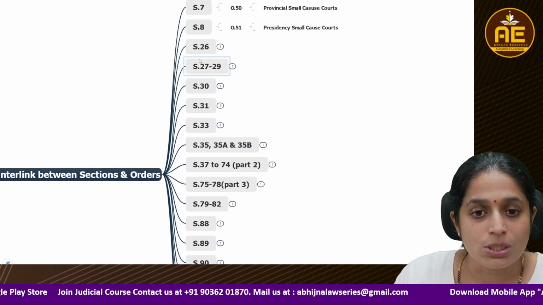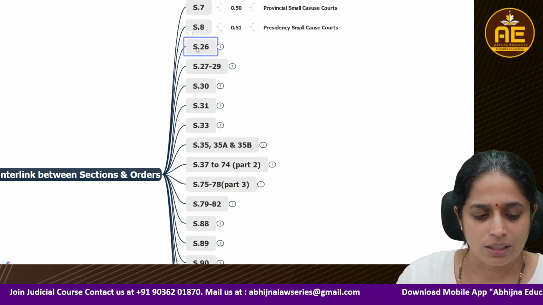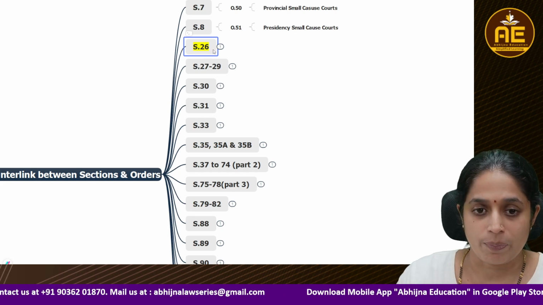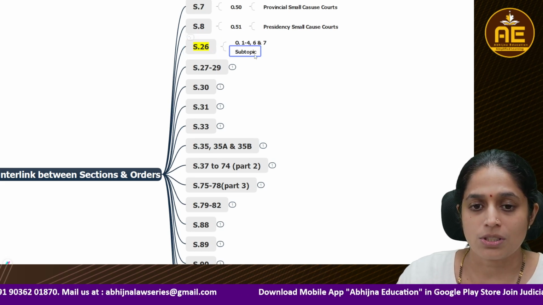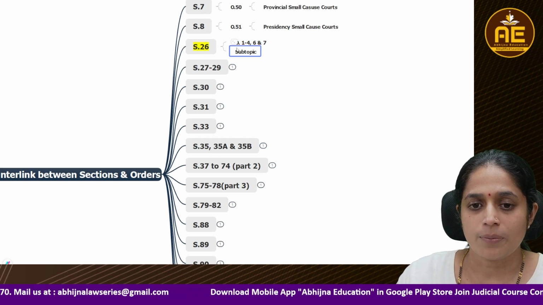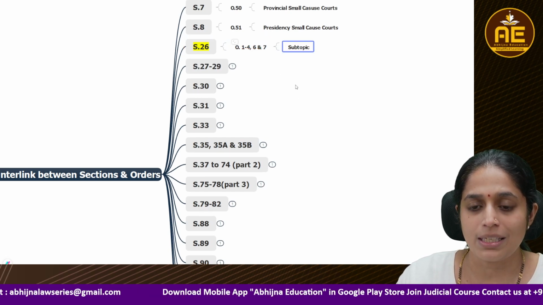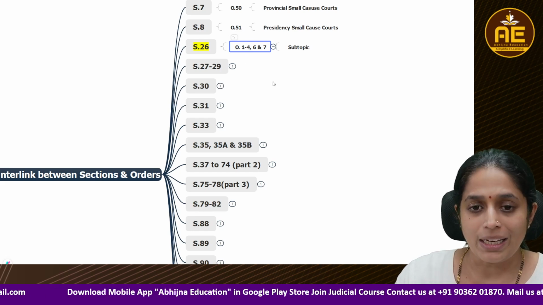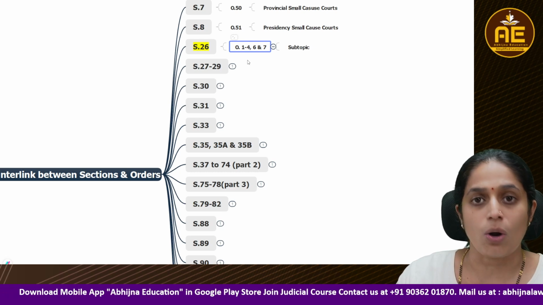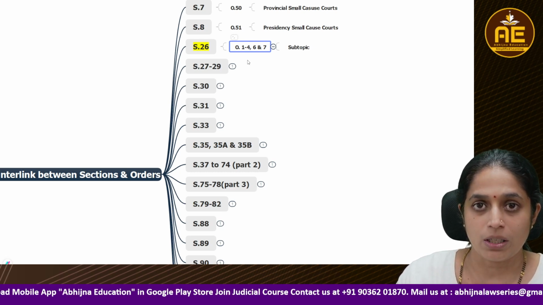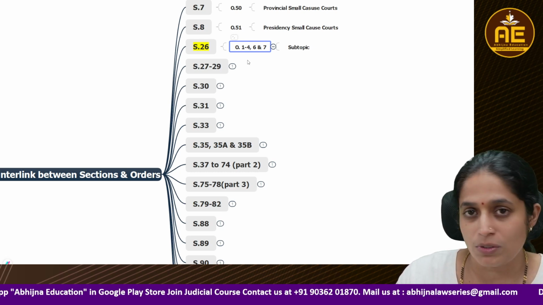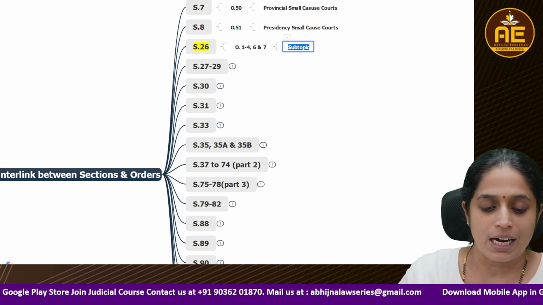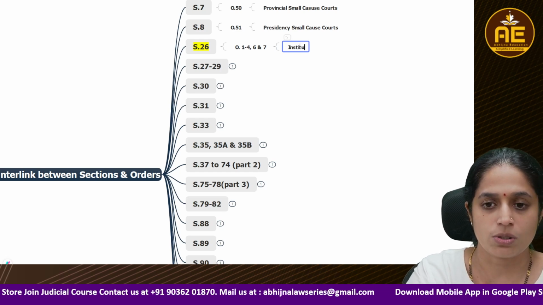Then what is section 26? The most important, crucial section for institution of suits. This is related to orders 1 to 4. Basically, we can relate it to order 4, institution of suits, but while filing the suit, we also have to consider order 1, that is, how the parties should be, how the suit should be framed, and what the basic rules of pleadings are. So this speaks regarding institution of suits.